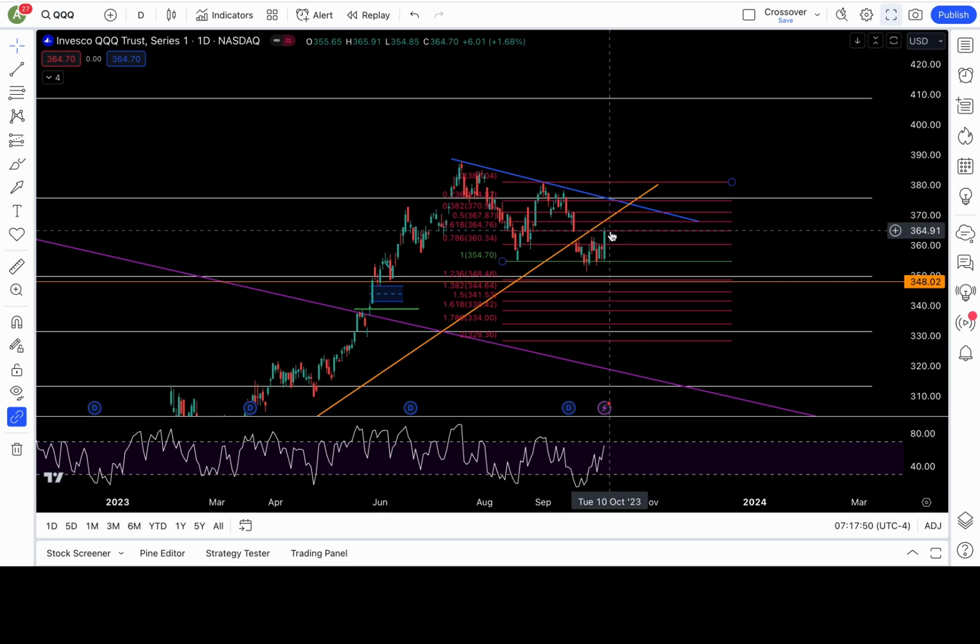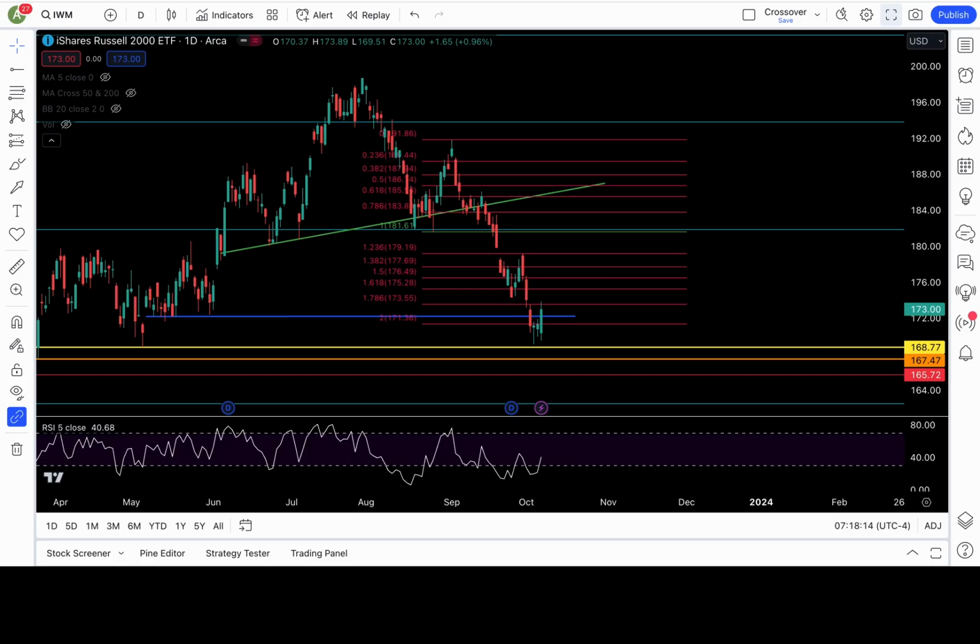Otherwise, if we don't break out 365, right, I do have support at 363. If we reject from 365 and break down 363, that would be a good chance to go short. Put in 360.5 to 361 zone in play with 359, 357, and 355 below. All right, keep it simple, level to level.